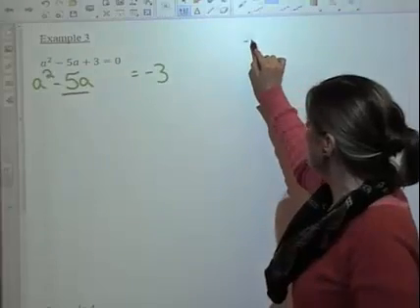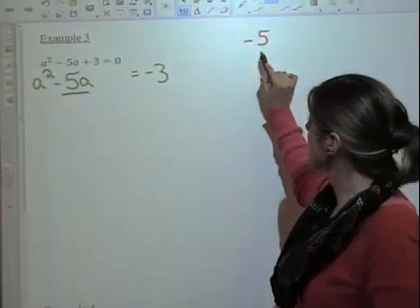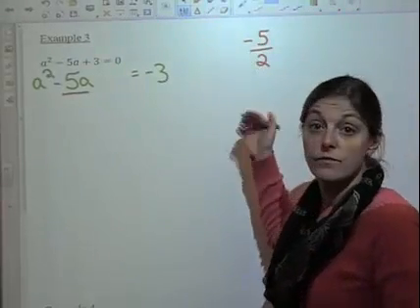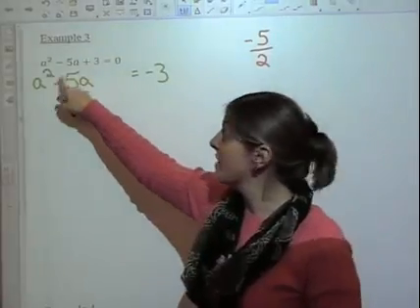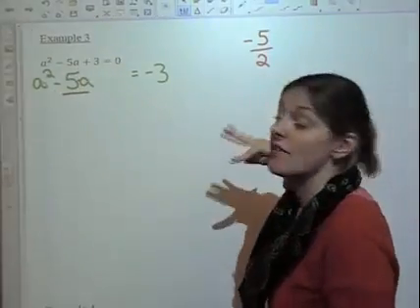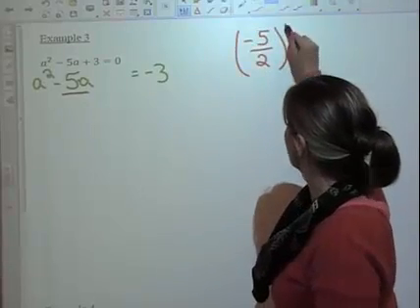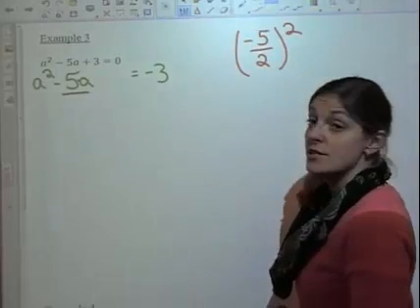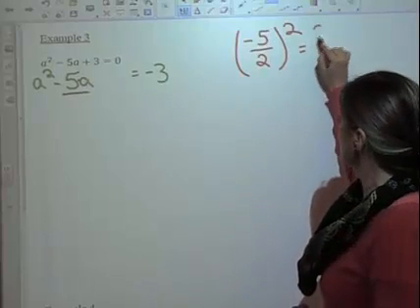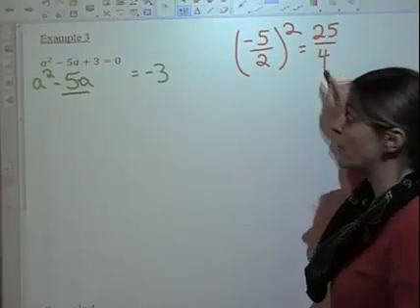Now, when we complete the square, we take half of this middle term. So we have negative 5 over 2. Forget about the a. We're just taking half of that coefficient, not half the middle term. Half the coefficient, and then we're going to square that. Okay? So that becomes 25 over 4.